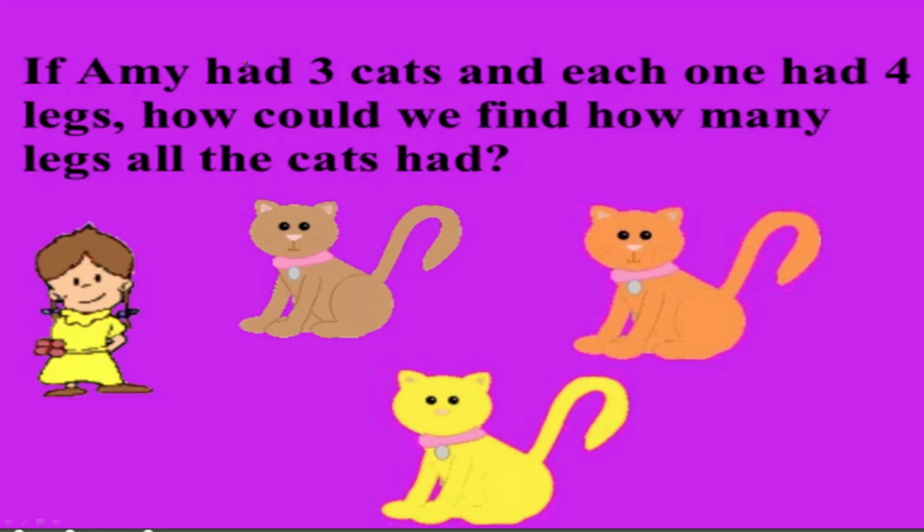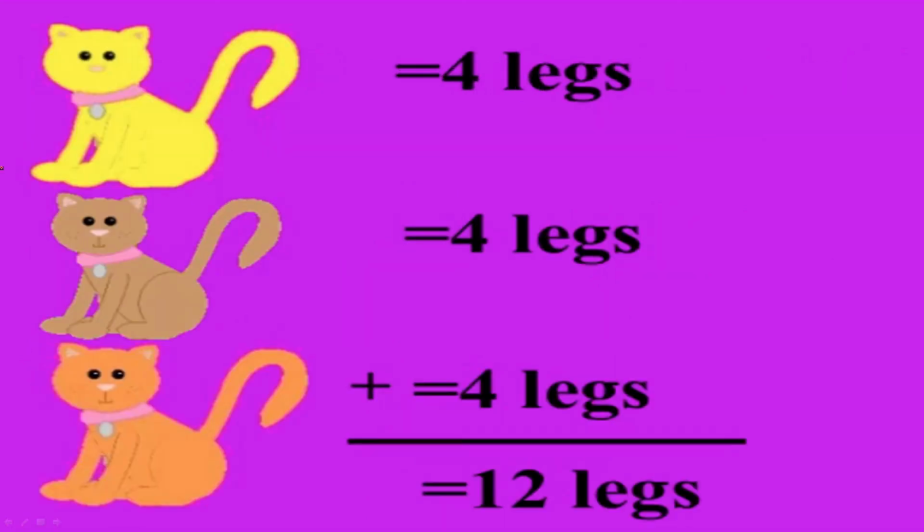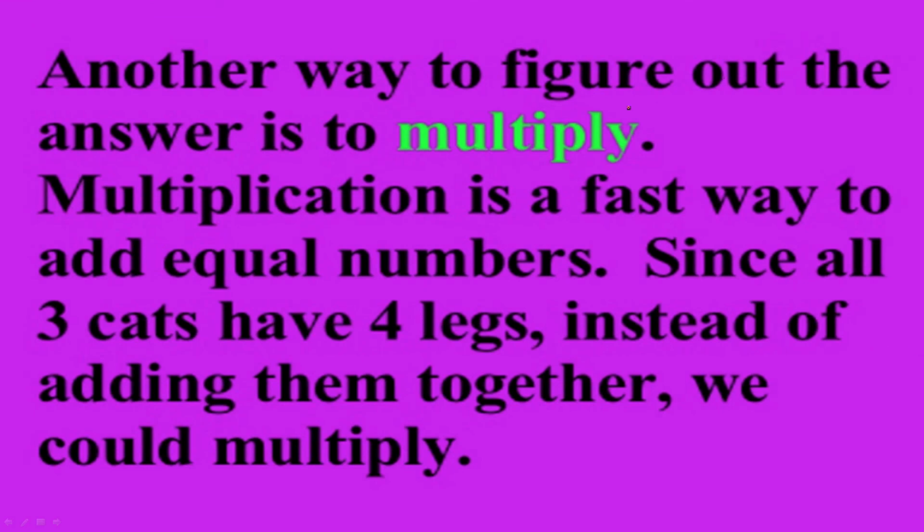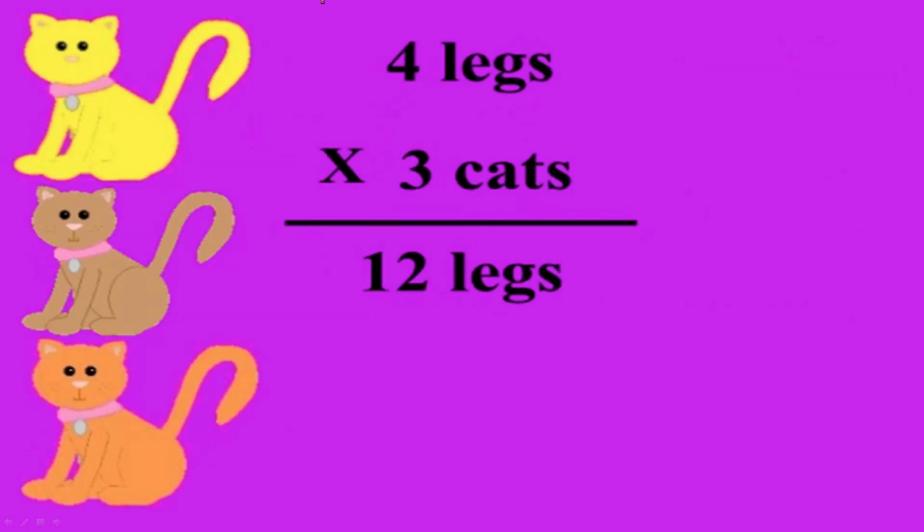Now let us see some examples. If Ami had 3 cats and each one had 4 legs, how could we find how many legs all the cats had? Now we can find the answer. 4 legs, 4 legs, 4 legs, totally 12 legs. So another way to figure out the answer is multiply. Multiplication is a fast way to add equal numbers. Since all 3 cats have 4 legs, 4 3s are 12. Easily you can get the answer.